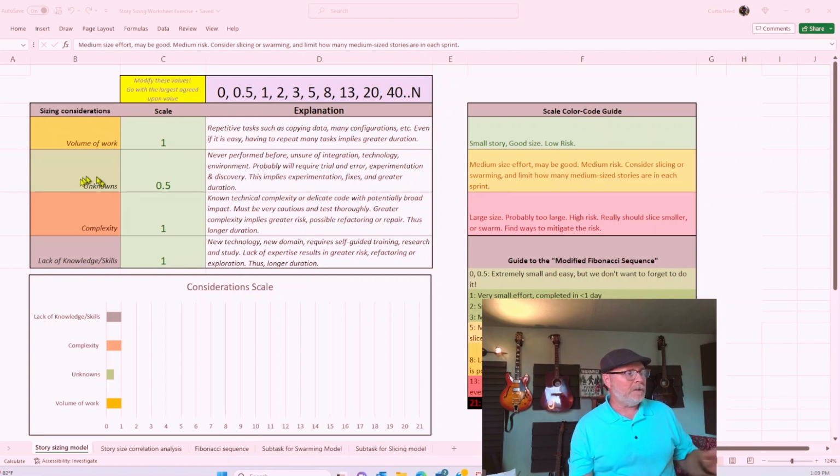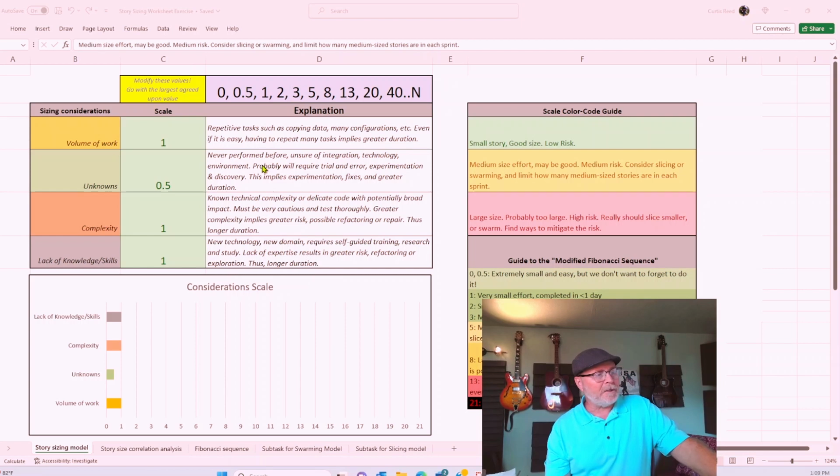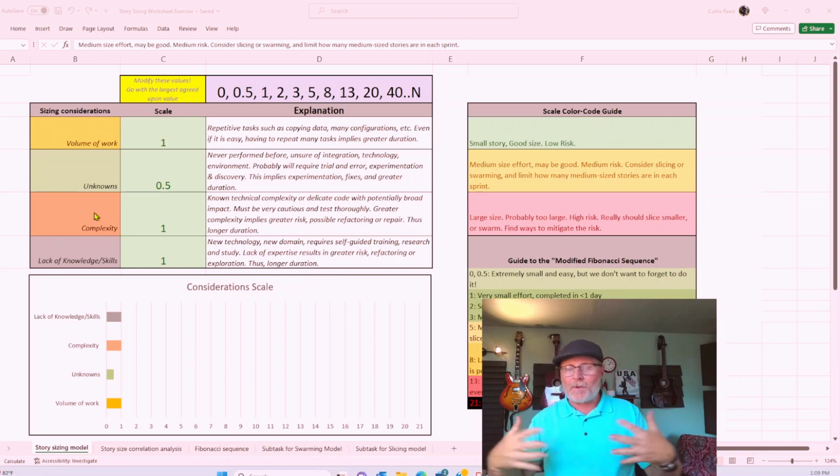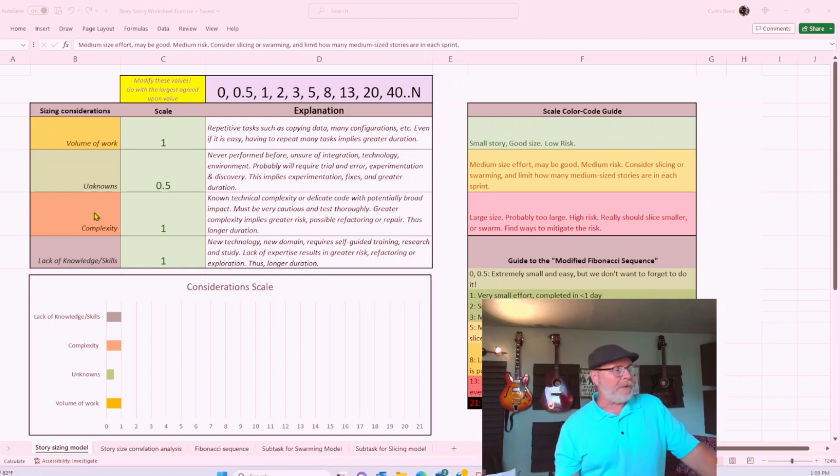The unknowns is, for example, these are things we've never performed before. It's a technology we've never used. There'll probably be some trial and error, some experimentation. Complexity, this is where you start getting into, we know what we have to do. We just know that this is a brittle part of the code. It's difficult. A lot of external sources use this. So therefore, we have to be super careful because if we break anything here, it could break all sorts of systems and bring it all down. All right. So that's what complexity is.